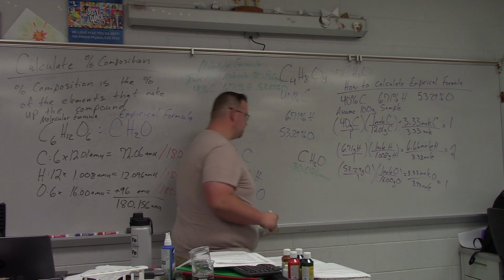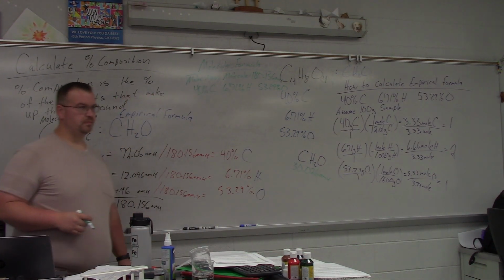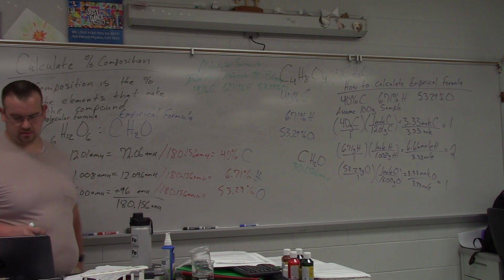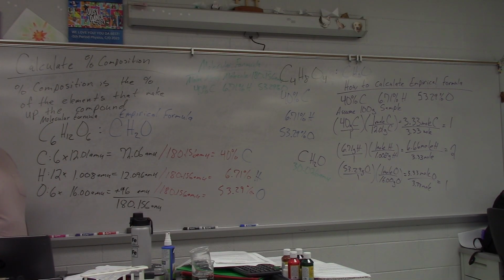I get 30.026 AMU. Then what we're going to try and do is find the multiplier in this case. So to find that multiplier, the molar mass is the molecular mass, right?